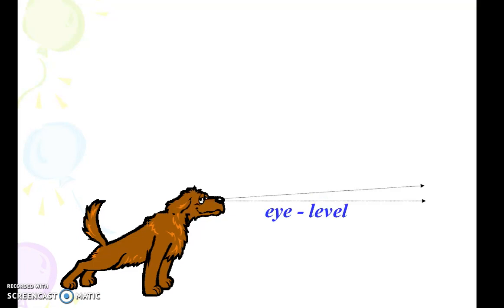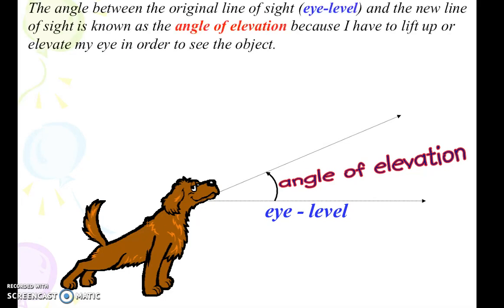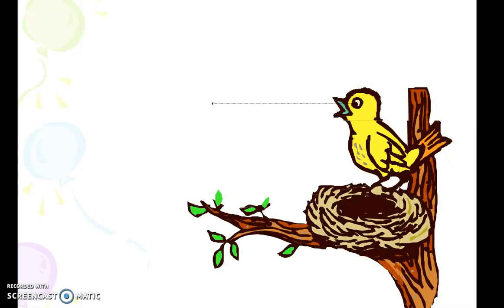So here's a dog looking out. That's going to be his eye level, okay? Now the dog's going to look up at something, and that right there is going to be the angle of elevation. So that's how much the dog or person or whatever had to lift up their head to see another object, okay? Now you've got a bird.